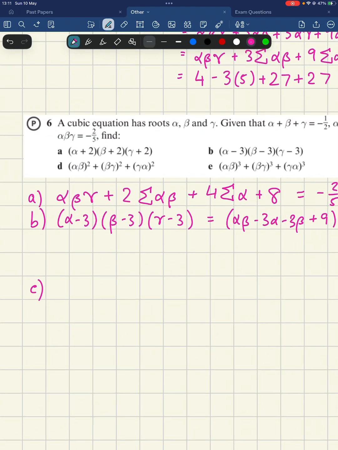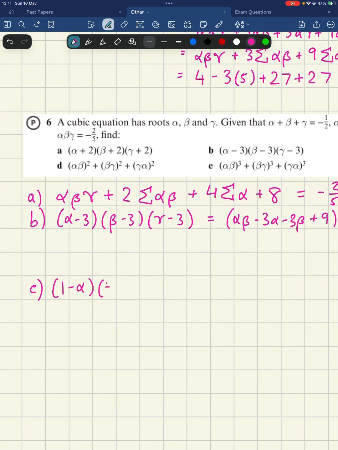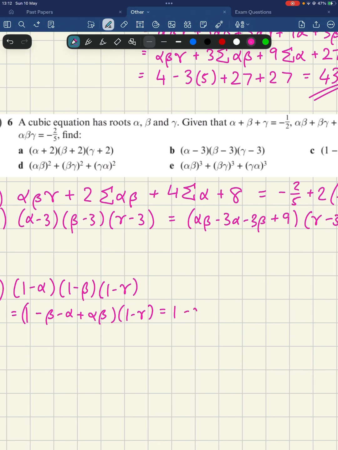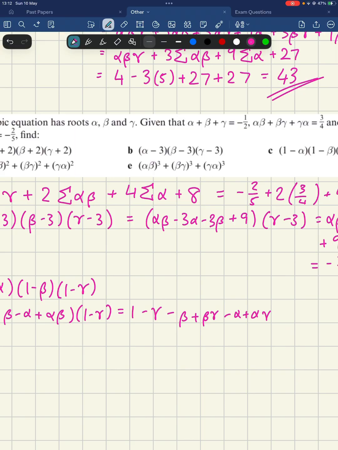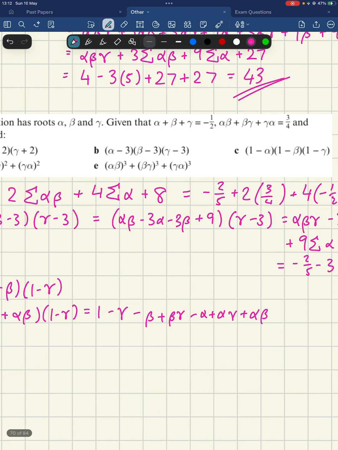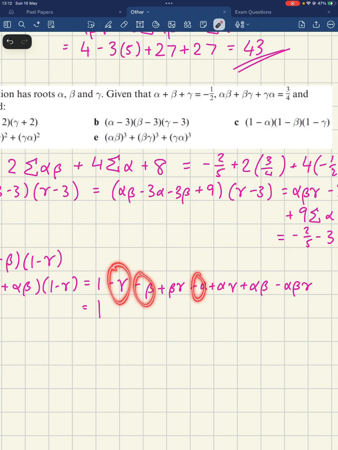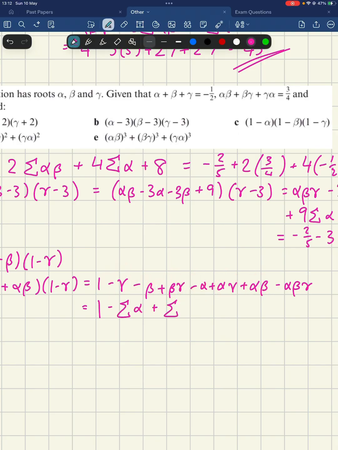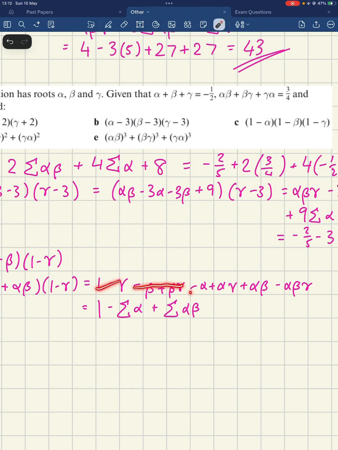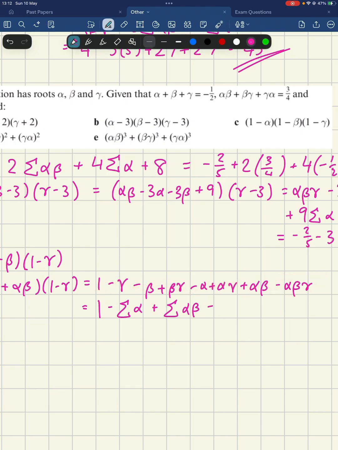1 minus alpha, 1 minus beta, and 1 minus gamma. Well, doing the first bracket, we're going to get 1 minus beta minus alpha plus alpha beta, and then 1 minus gamma, which gives 1 minus gamma minus beta plus beta gamma minus alpha plus alpha gamma plus alpha beta minus alpha beta gamma. Okay, so this gives us 1 minus gamma minus beta minus alpha, which is just minus the sum of the roots. We get beta gamma, alpha beta, that's just plus the sum of the doubles. So that's these terms taken care of. And we get minus alpha beta gamma.